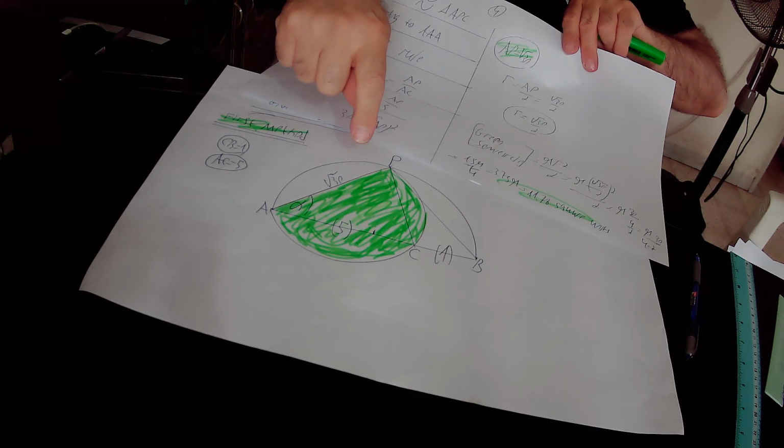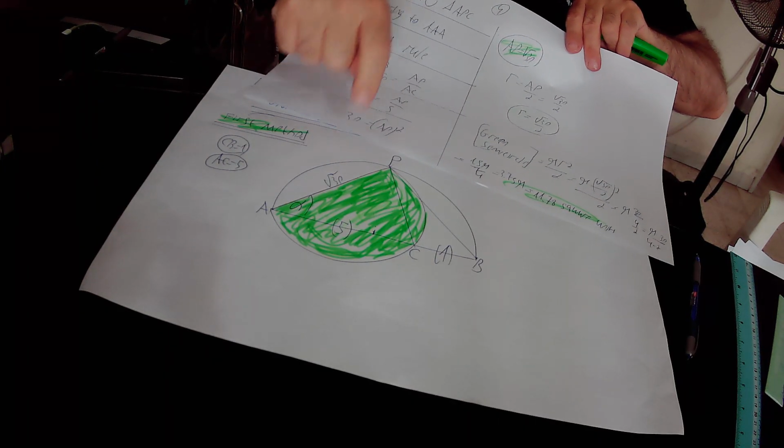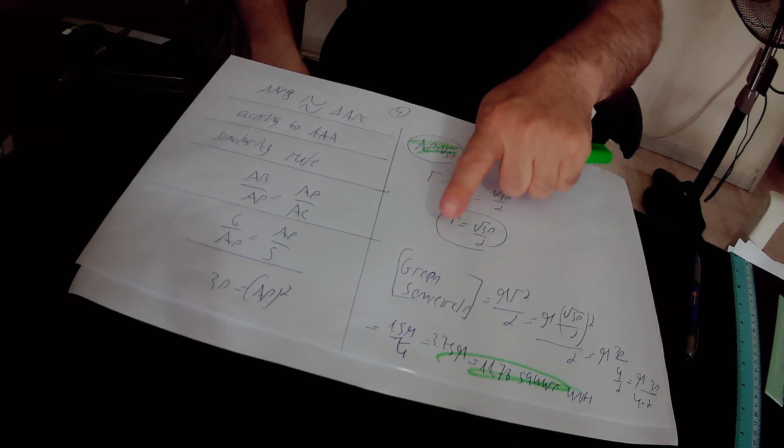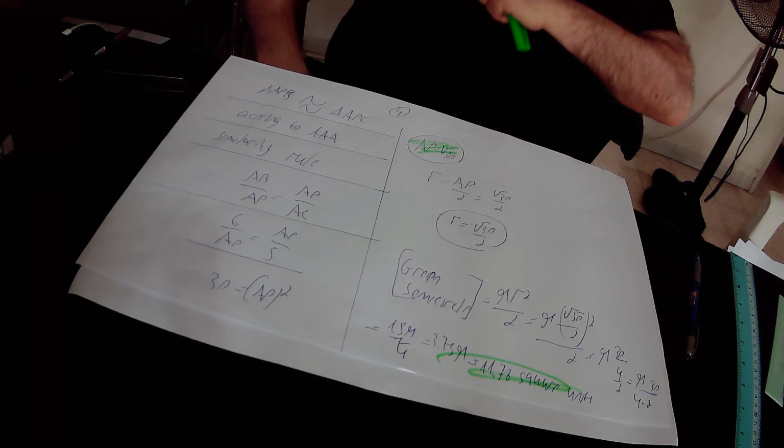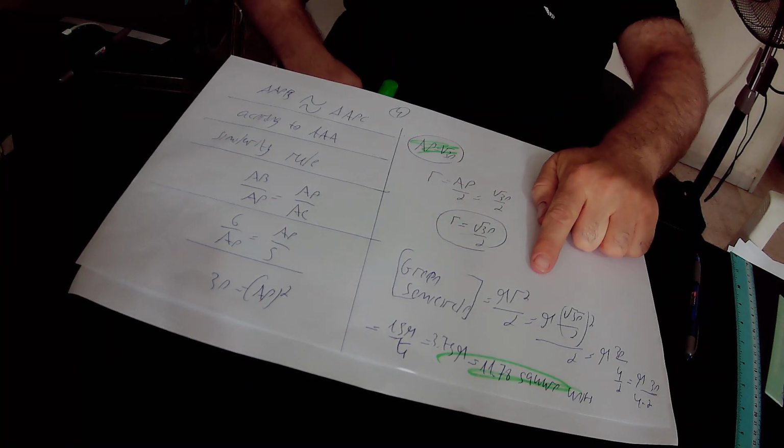The area of this green semicircle equals pi r squared over 2. Again, the area of the green semicircle, that is the area that we are looking for in this question, equals pi r squared over 2.